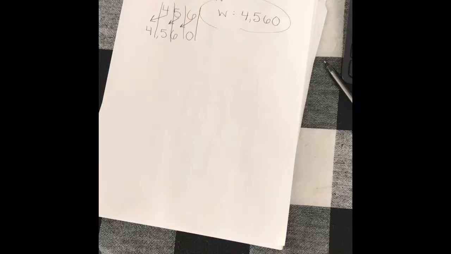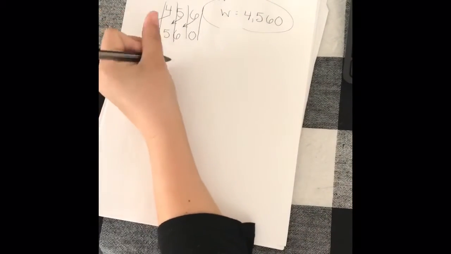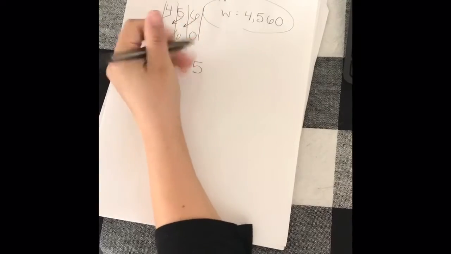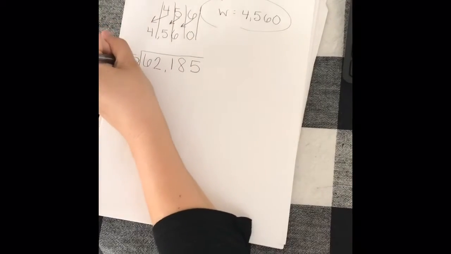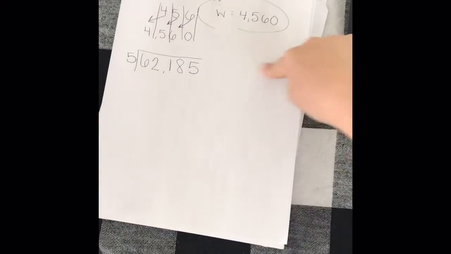Let's get started with number 2. What is 62,185 divided by 5? You know the drill. Pause the video, list your steps and your first 10 multiples of the number 5.